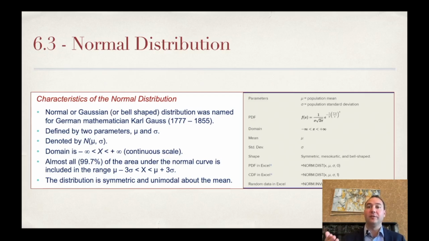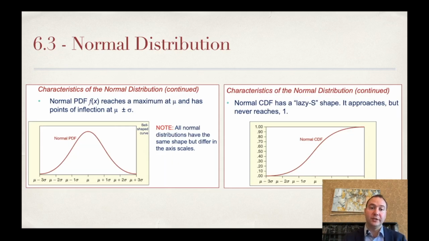So nearly all of the data falls between 3 standard deviations above and below the average. The distribution is symmetric, meaning equal on both sides, and unimodal, meaning we have one peak in our distribution. Now, a normal distribution looks like this, a bell shape. And as we see, the middle of the bell shape is our mu, the mean of our population.